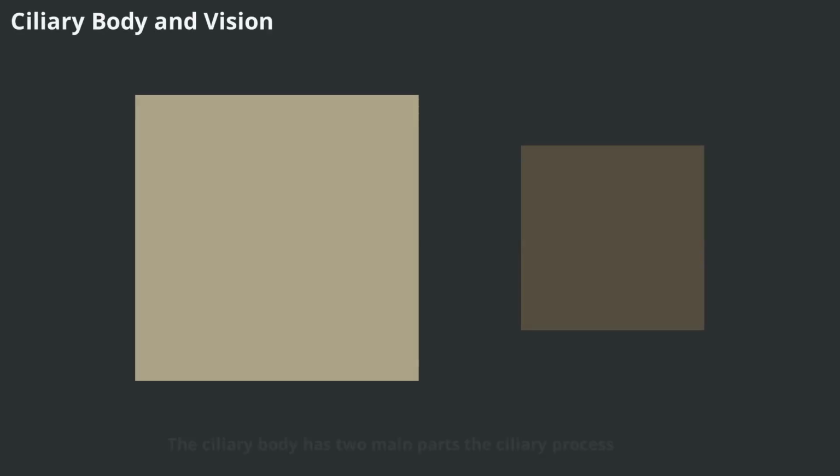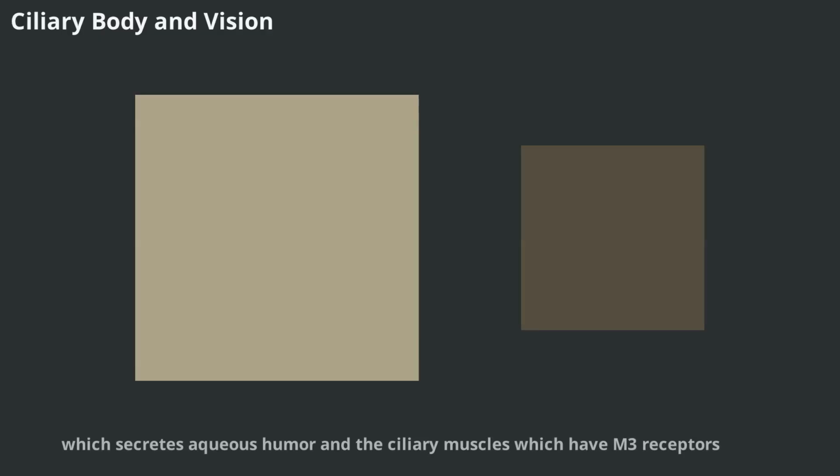The ciliary body has two main parts: the ciliary process, which secretes aqueous humor, and the ciliary muscles, which have M3 receptors. When the parasympathetic system stimulates these muscles, the suspensory ligament of the lens relaxes, allowing the lens to become more convex and shift forward. This adjustment is essential for focusing on near objects and maintaining clear vision.